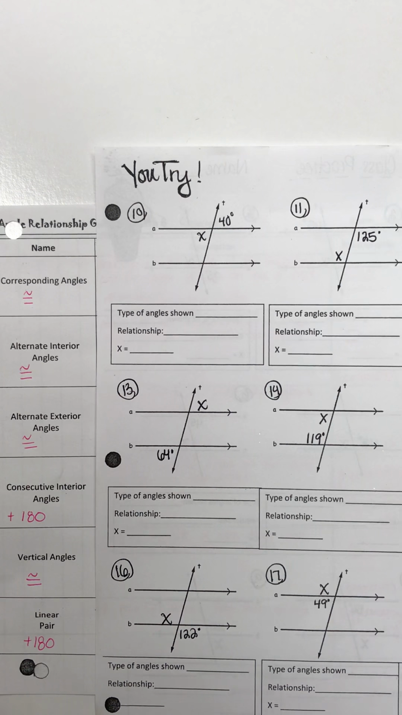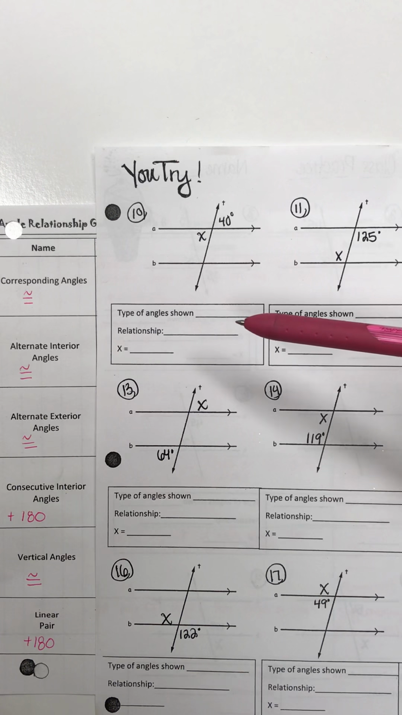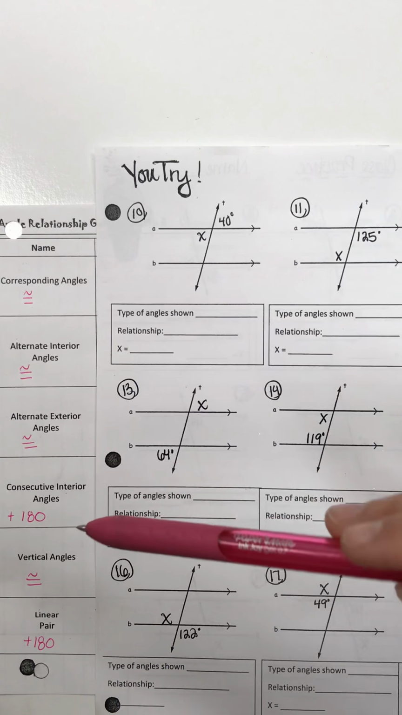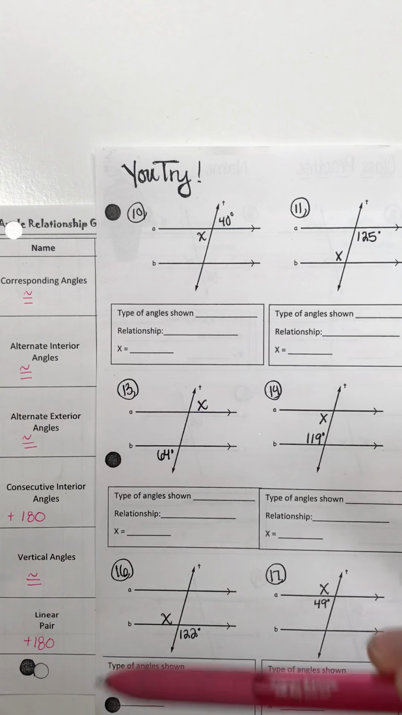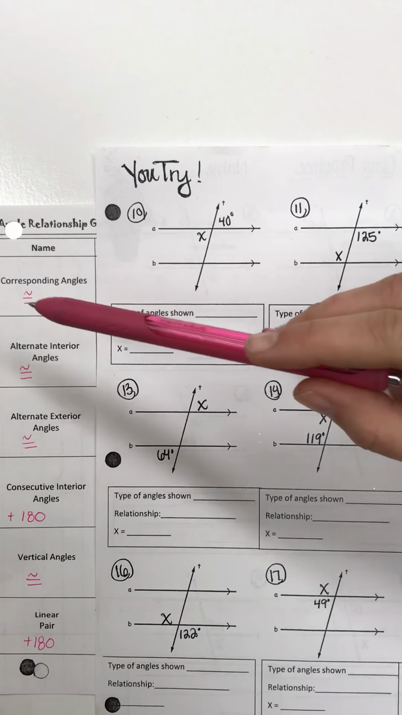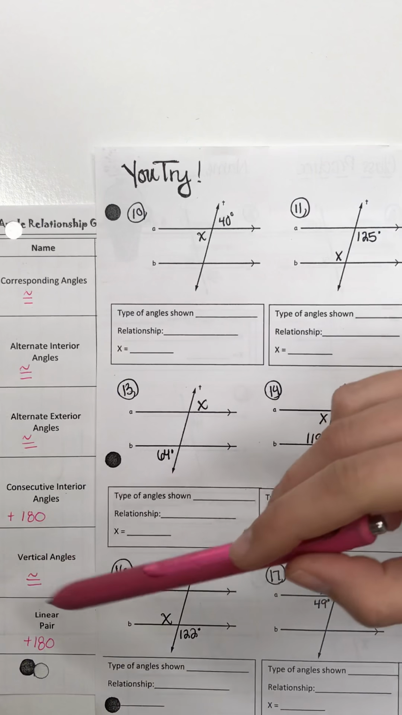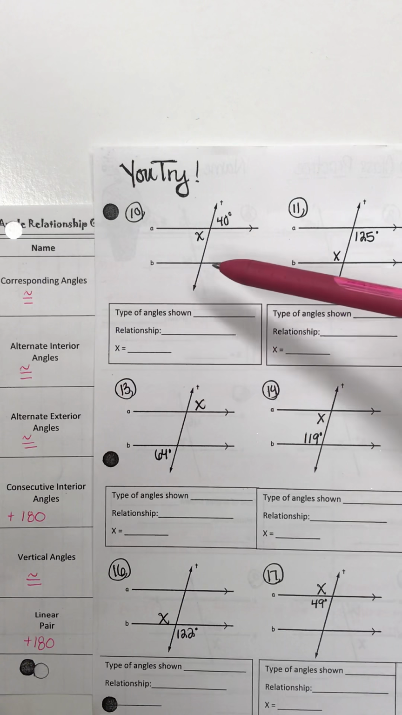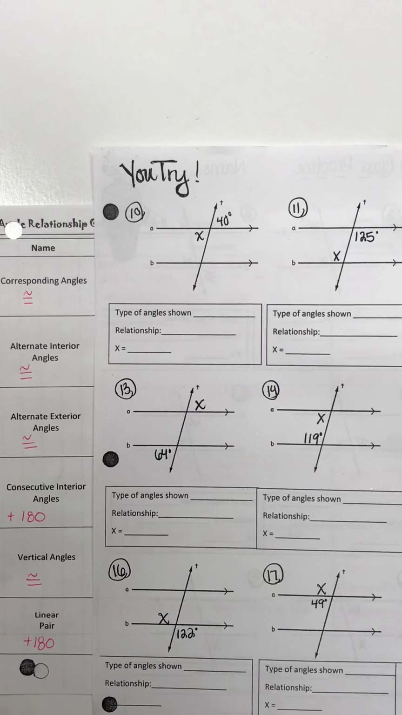If we take a look at the 5.1 homework assignment, you had to complete the back. You're given multiple sets of parallel lines with transversals, and you are actually asked to tell me what type of relationship is shown: is it corresponding, alternate interior, alternate exterior, consecutive interior, vertical angles, or a linear pair. What is their relationship, meaning are they congruent, or is the sum 180, which means they're supplementary? And then what is the value of x? If x is my angle, what is the angle measure?